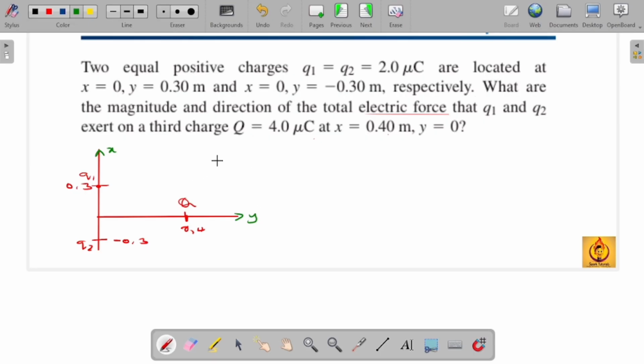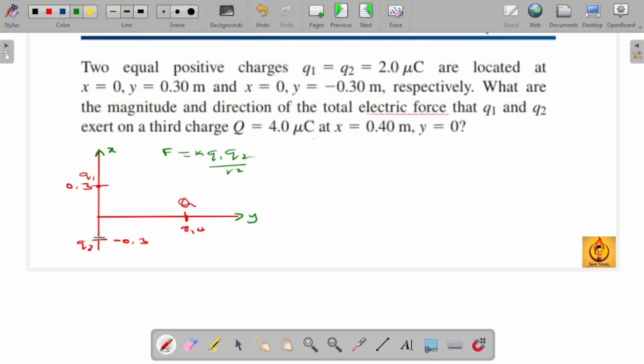All right. First, we write down the formula: k q1 q2 over r squared. We have the charges. We know k. What is r? Most of the time, r is going to be what's confusing. So let's see. How is r defined?